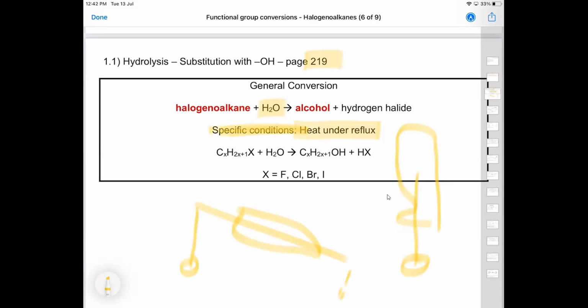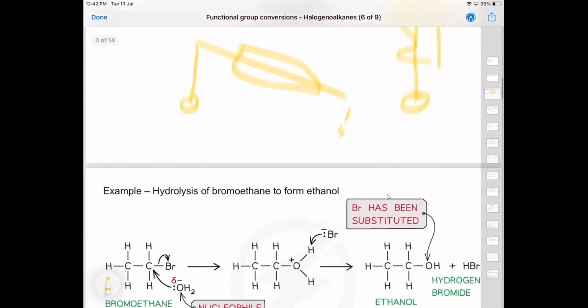So in a structured paper, they might ask, for example, I want to do a hydrolysis of a halogenoalkane. What are the specific conditions that need to take place? And you need to say things like heat under reflux. Also, the special conditions are very important.